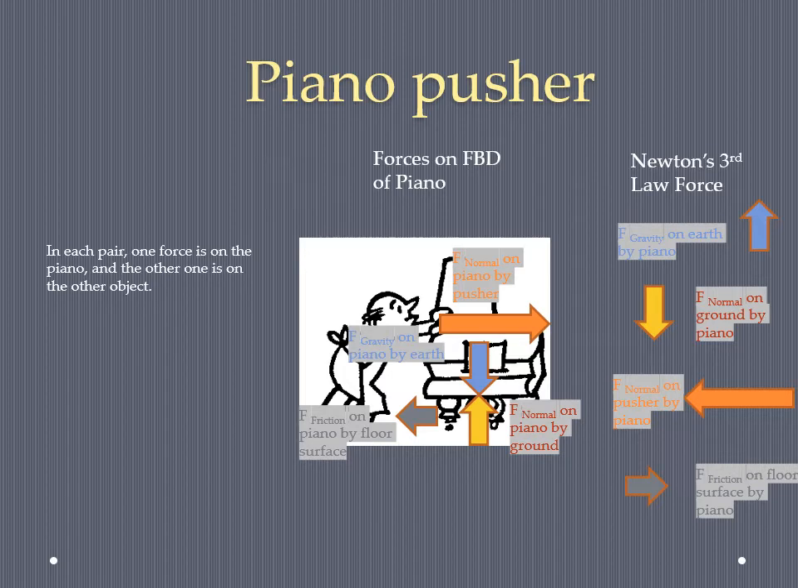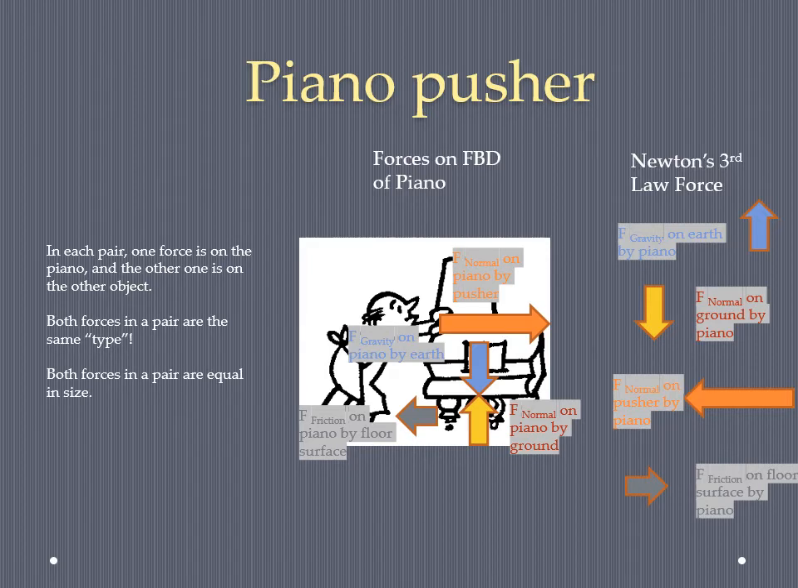A couple summaries here. In each of these pairs of forces that have the same color, one force is on the piano, which belongs on the free body diagram, and the other is on the other object. It wouldn't be on the same free body diagram because it would be on a free body diagram of the other object that is involved. Both of the forces in a pair are the same kind of force. So we're always going to have pairs that are both gravity or both normal or both friction. You'd never have a pair of forces where one was one type and the other was the other because they're a single interaction.